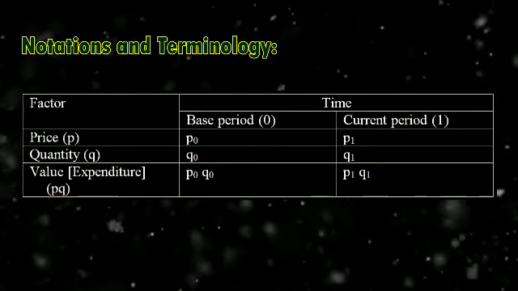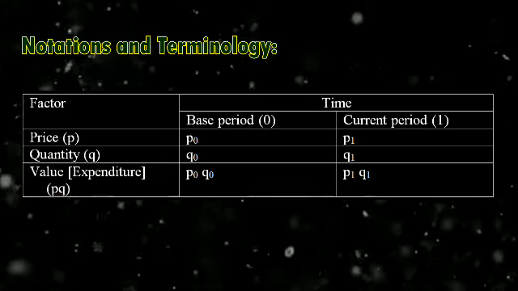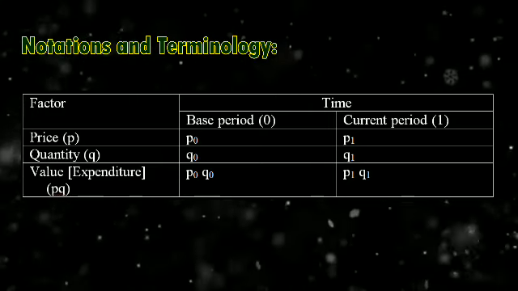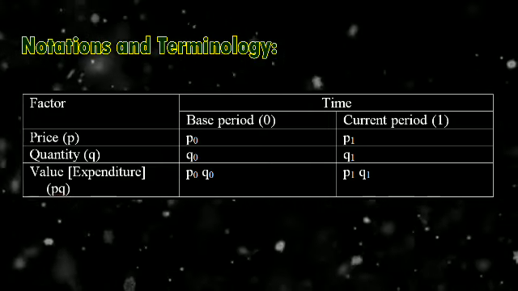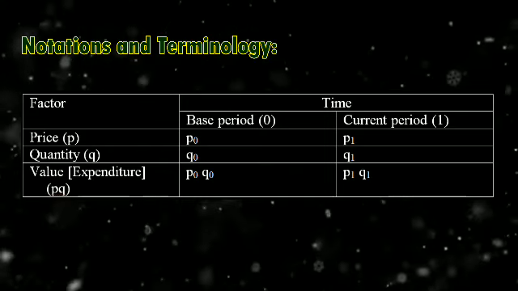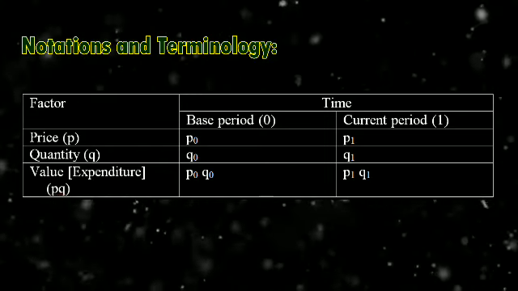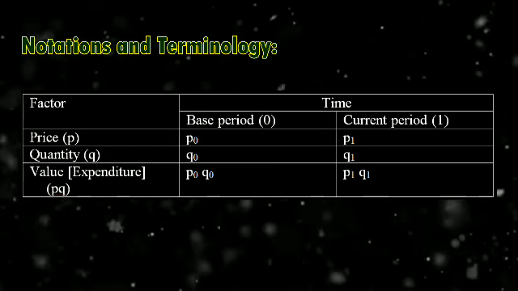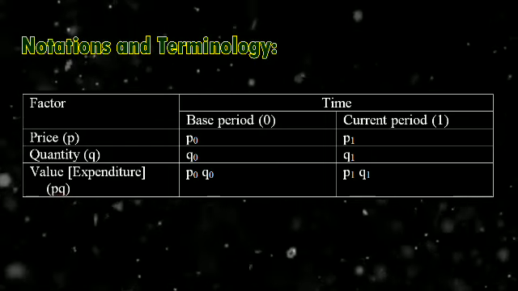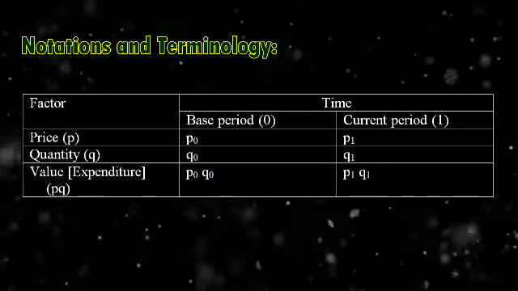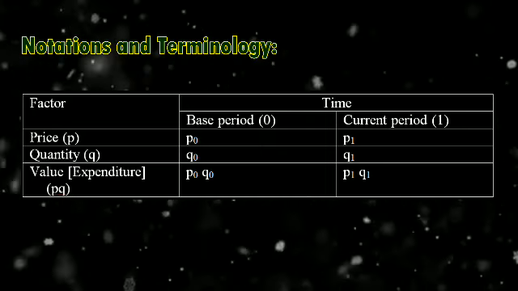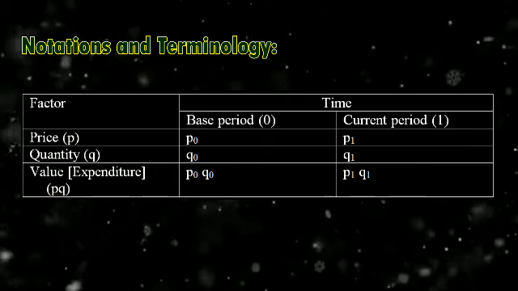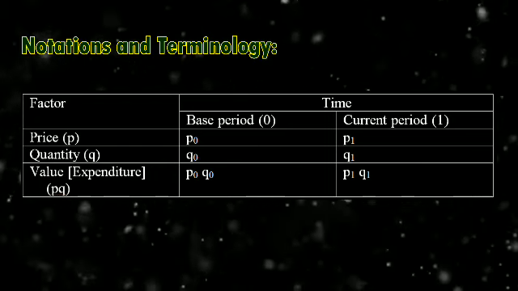One is the index number constructed or computed based on the price value. Second factor is based on their quantity. And third one is based on the value, which is the product of price into quantity. Different time slots are given. The comparison is made between the base and the current year. Base period is denoted with the notation 0 and current period is denoted with the notation 1.